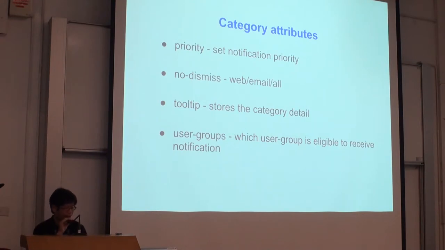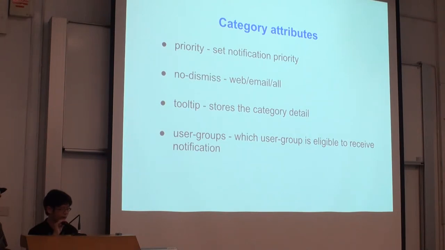Also in some cases, we do not want a user to have the ability to opt out from the notification. For example, the add user talk notification, we don't want the user to opt out. So in that case, we set a graph note. We encourage developers to set this value, because we want users to have the ability to opt out or opt in to a notification. So for the tooltip, it basically stores the notification category detail, and then you can use that information anywhere you want.